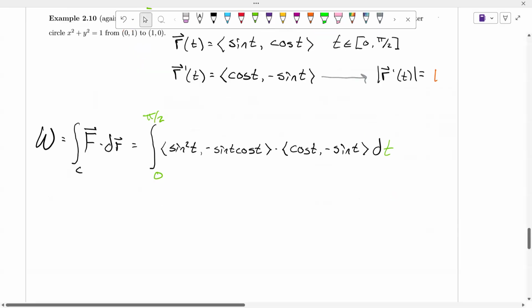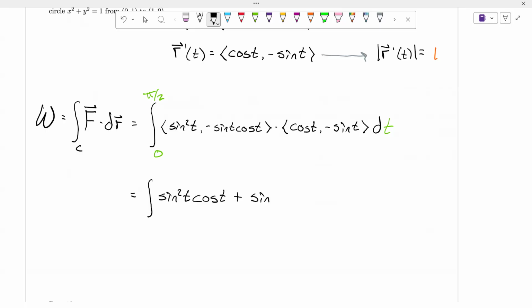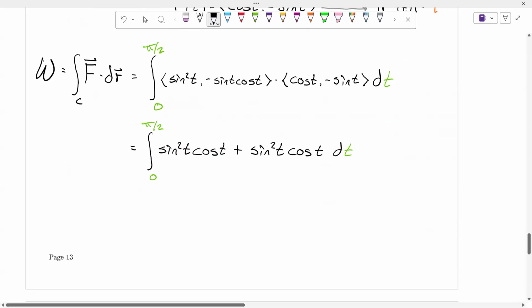And then let's go get a dot product, which is going to be another integral. This time it looks like sine squared cosine, plus, well, looks like I get sine squared cosine again. Sine squared t cosine t, still dt, still from 0 to pi over 2. And conveniently, this means I only have to integrate one function in there. Looks like another fairly decent looking u substitution.